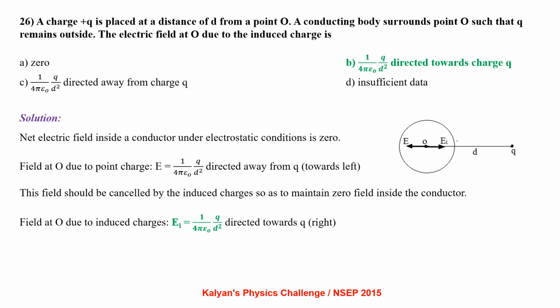This field should be cancelled by the induced charge so as to maintain zero field inside the conductor. So field at O due to induced charge, E induced, equal to 1 by 4 pi epsilon naught q by d square directed towards q, that is right.